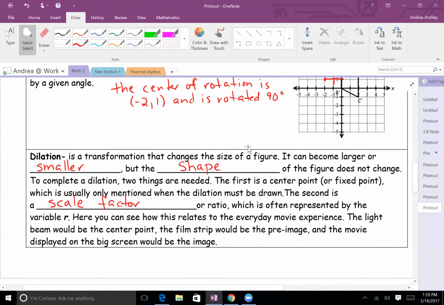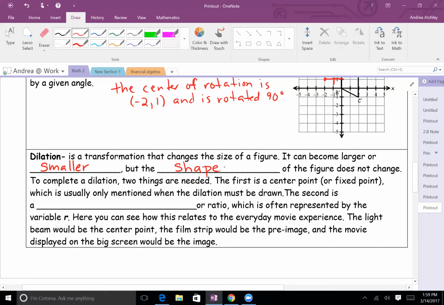Dilations, which we just talked about. This is new. You did not talk about this last year. Okay, dilation is a transformation that changes the size of the figure. It can become larger or smaller. But the shape of the figure does not change.